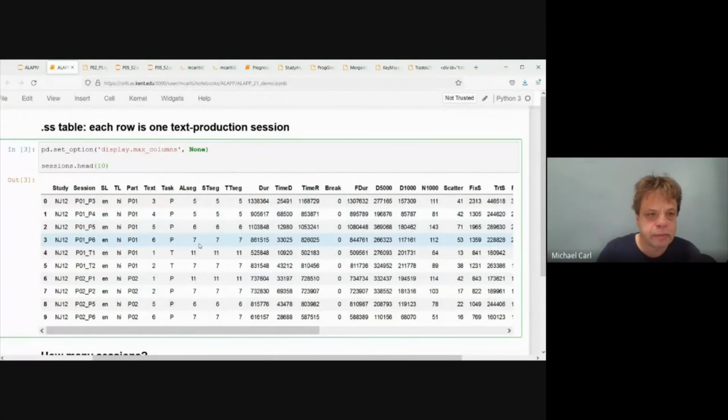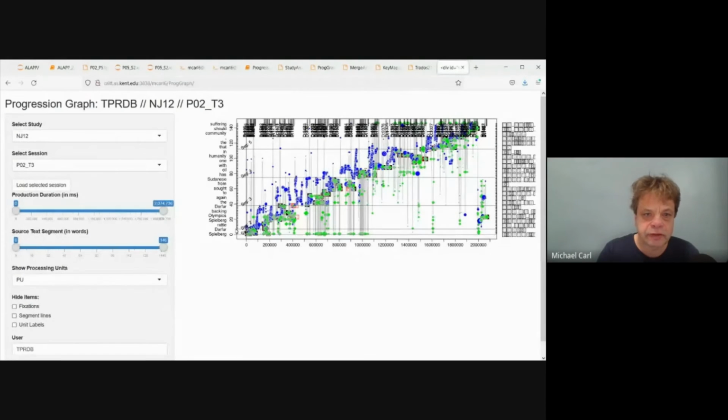So what does this table show? Here it gives some kind of general data. We have the study name, NJ12, then the participant, and then the tasks, so post-editing and translation. Then it says how many segments there are, and these segments are shown on this slide here as these horizontal bars. A segment would basically mean a sentence.